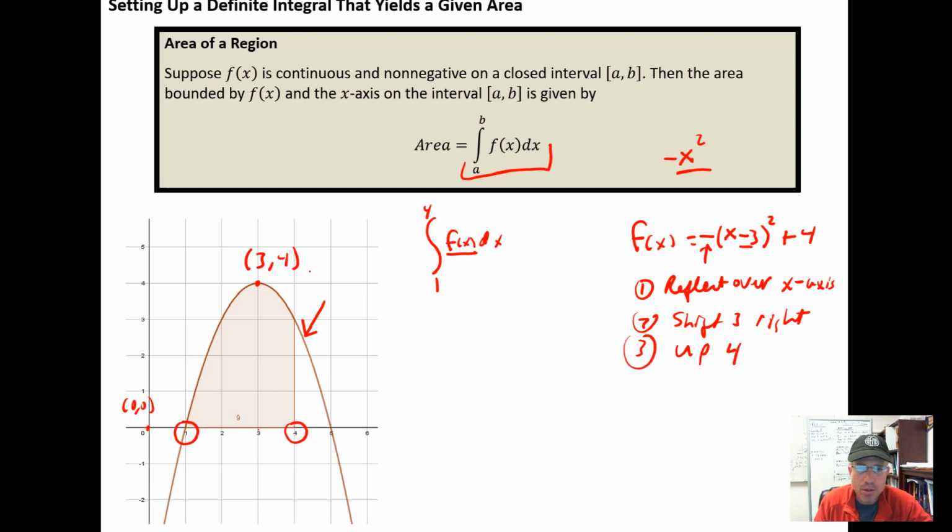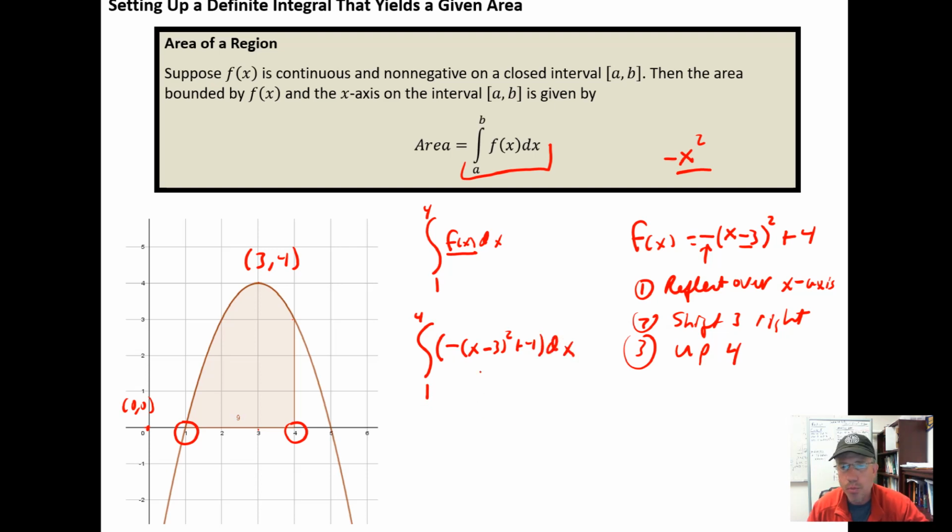I know there's been no vertical stretch or compression, because from the vertex I go down 1 over 1 to get to the next lattice point. And if the next lattice point occurs in that position, it means there was no stretch or compression applied to the parabola. So the definite integral is going to be the integral from 1 to 4 of my function, which is the opposite of x minus 3 quantity squared plus 4, dx.